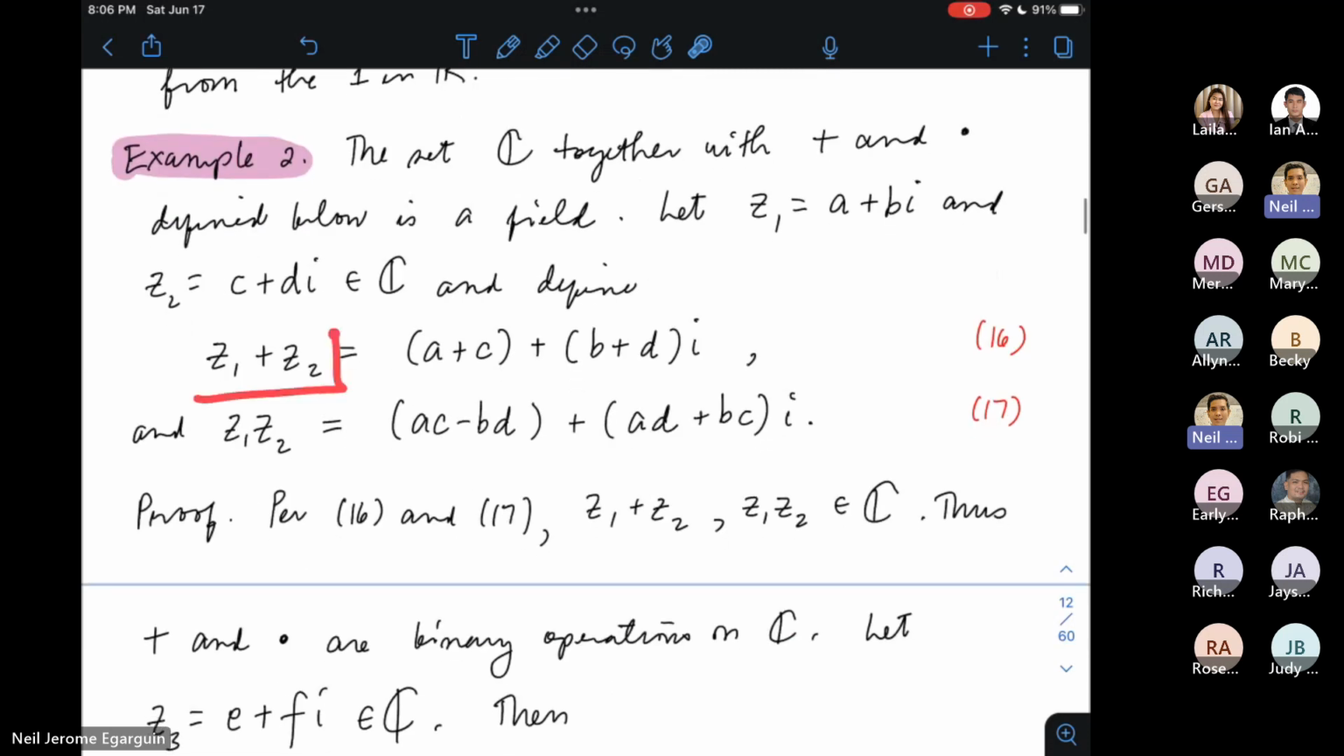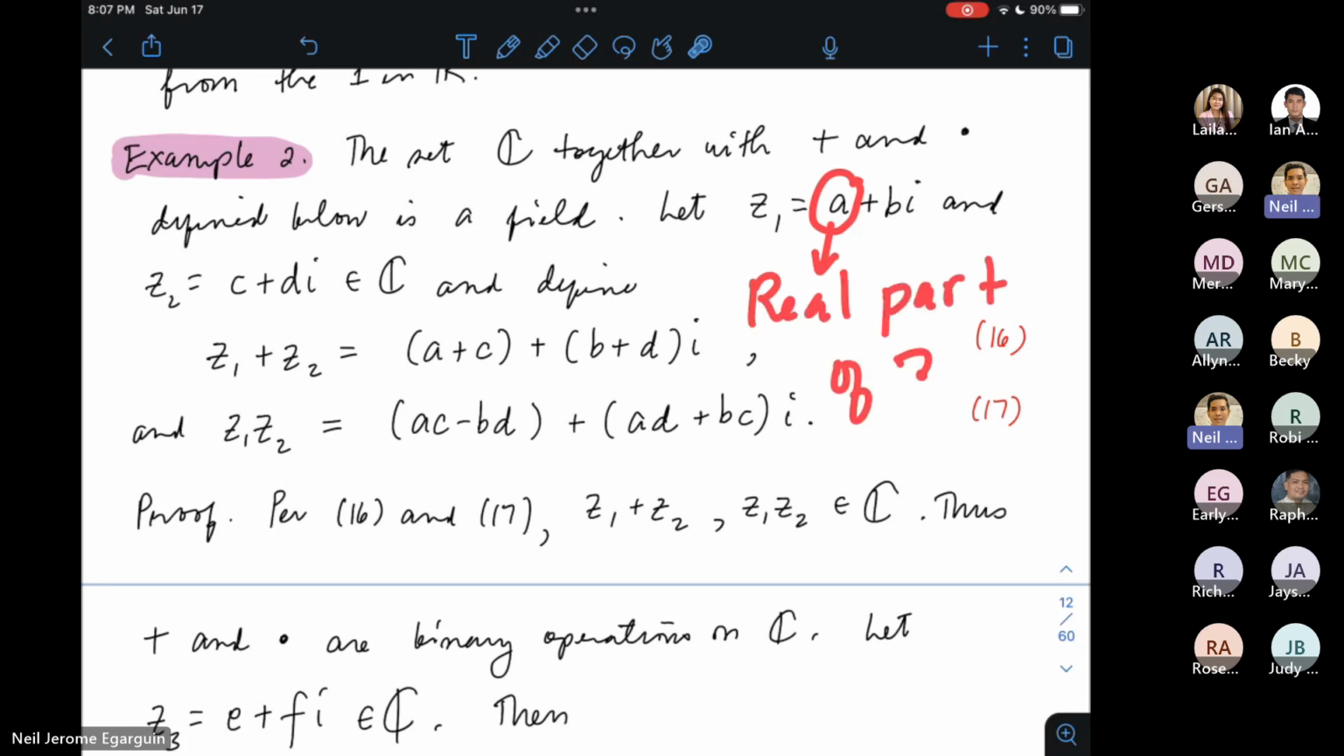So ang Z1 plus Z2, kailangan ko makita ano yung itsura ni Z1 at ni Z2 when I write them in their expanded representations. So halimbawa si Z1, ang itsura niya ay A plus BI. Tapos si Z2, kunwari ang itsura niya ay C plus DI. Oh, by the way here, A is called the real part ni Z1. This is the real part of Z1 kasi siya yung real number na nag-iisa. All right? And then B is called the imaginary part.